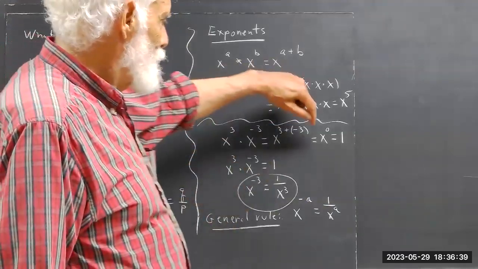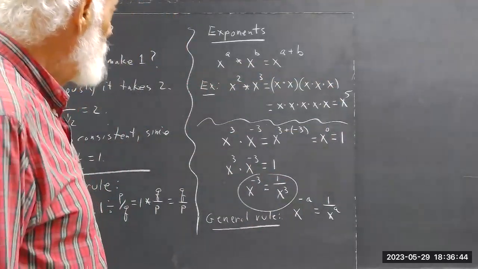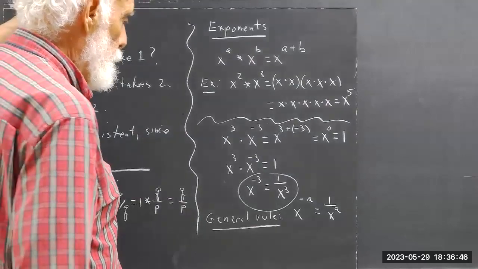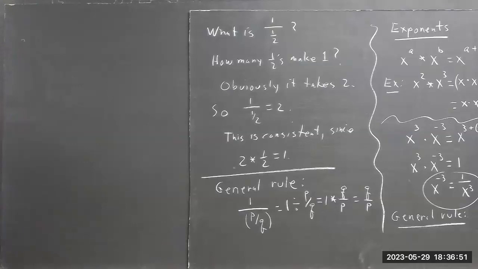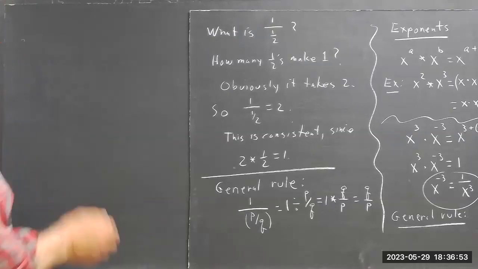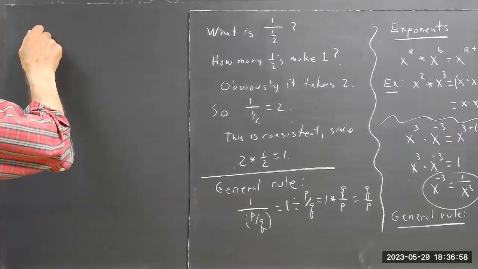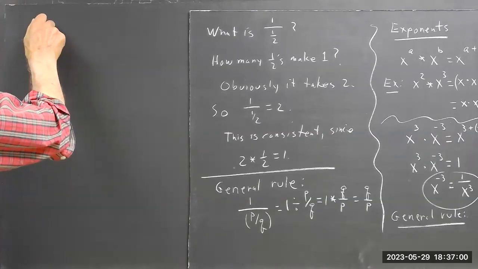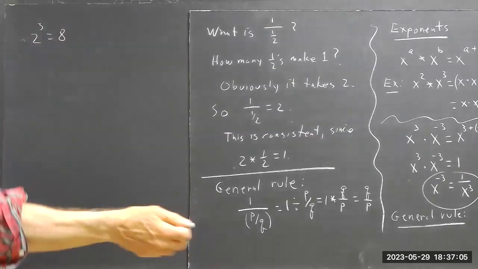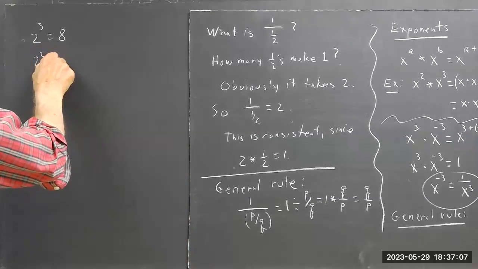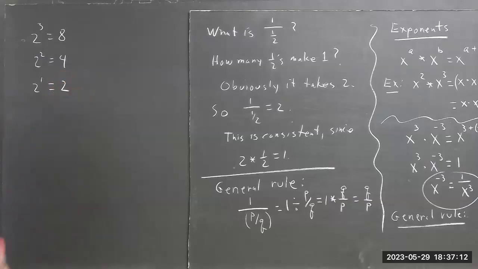So that's one of your rules of exponents. Now, let's think about why we would want to say x to the 0 equals 1. And let me do this with some numbers. Okay, let's take powers of 2. 2 to the third is 8. 2 times 2 is 4 times 2 is 8. 2 to the second is 4. 2 to the first is 2.